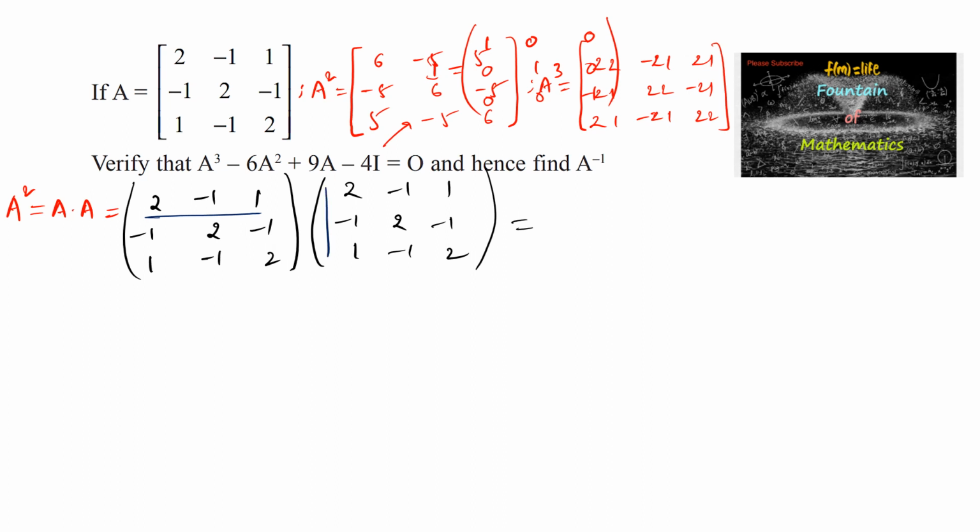The first row with first column: 2 into 2 is 4, 4 minus of minus 1 is 5, plus 1 that is 6. First row with the second column: negative 2, negative 2 again is minus 4, minus 4 minus 1 is minus 5. And the third column: 2 into 1 is 2, 2 plus 1 is 3, 3 plus 2 is 5. Second row with first column: minus 2, minus 2 is minus 4, minus 4 minus 1 is minus 5. And again second one: 1 plus 4 is 5, 5 plus 1 is 6. And again third: negative 1, negative 2 is negative 3, negative 3 again negative 2 is negative 5.